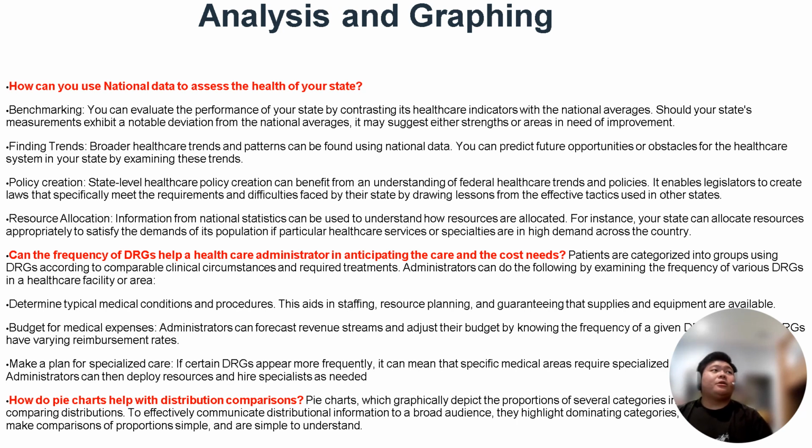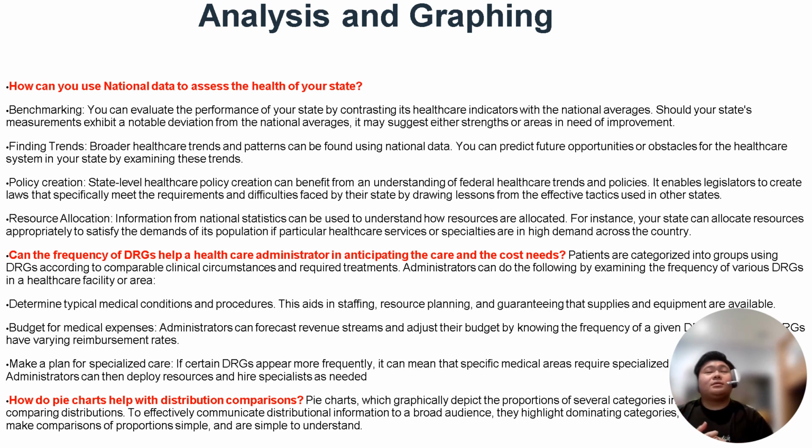First one, benchmarking. You can evaluate the performance of your state by contrasting its healthcare indicators with the national averages. Should your state's measurements exhibit a notable deviation from the national averages, it may suggest either strength or areas in need of improvement. Second, finding trends. Broader healthcare trends or patterns can be found using national data. You can predict future opportunities or obstacles for the healthcare system in your state by examining these trends.